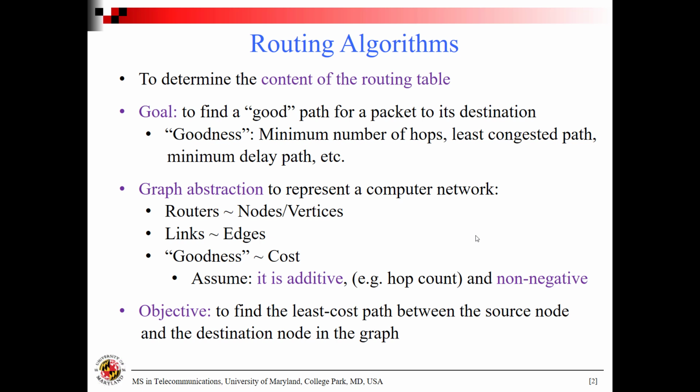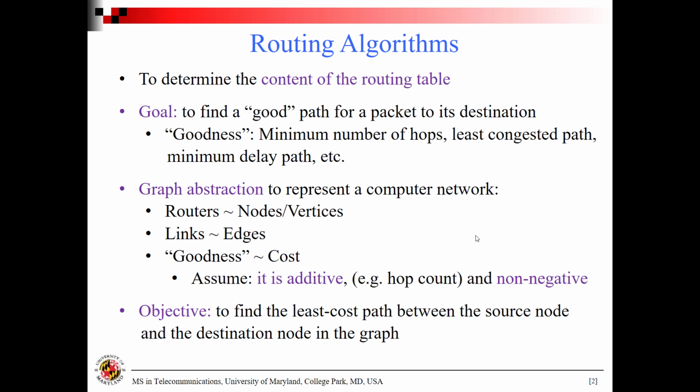And whenever we talk about routing algorithms, typically we use an abstract view of the computer network. So instead of talking about routers and maybe some switches, we just abstract out the structure of the network. Accordingly, routers will become nodes or vertices in that graph representation. Links will become edges, and then the measure of optimality or goodness will become some sort of cost. And, as you might imagine, we would like to find a path which has a minimum cost, a cost which is as small as possible.